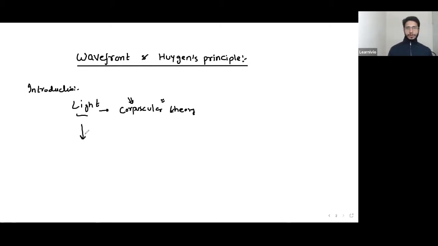The first theory in favor of the wave characteristic of light was given by Huygens. That was Huygens theory. So Huygens was the first person who introduced light as a wave. He explained all characteristics of light on the basis of his wave theory. And Huygens theory is based on the concept of wavefront. It is a beautiful theory. It just consists of geometry, nothing else.